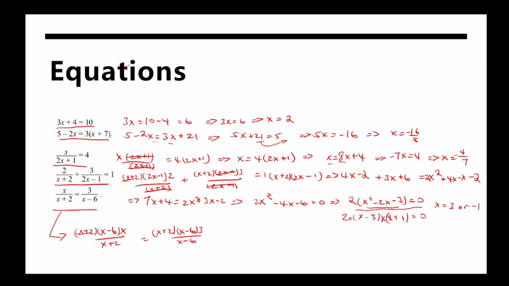The x plus 2 cancels out, and the x minus 6 cancels out, leaving x squared minus 6x equals 3x plus 6. Moving the terms all to one side, we'll have x squared minus 9x minus 6 equals 0. And solving this, we'll get the answer.